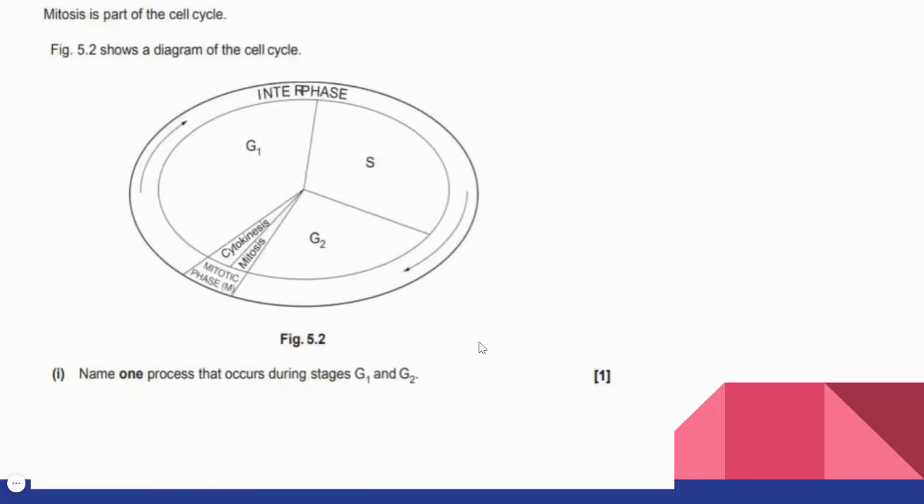Next question is a cell cycle diagram question. And it's asking if mitosis is a part of the cell cycle. 5.2 shows a diagram of the cell cycle. You can see G1, S, G2 phase and then the M phase or mitotic phase having mitosis and cytokinesis in it. Name one process that occurs during stages G1 and G2.